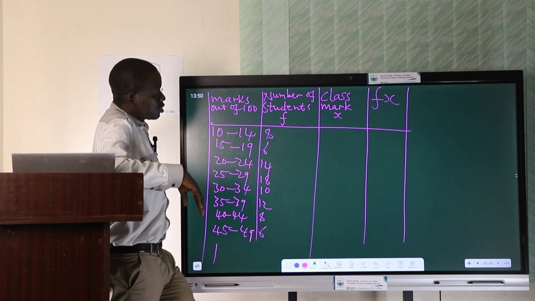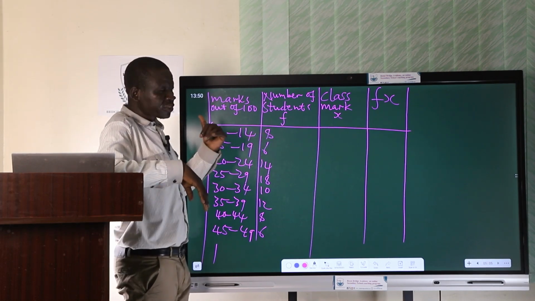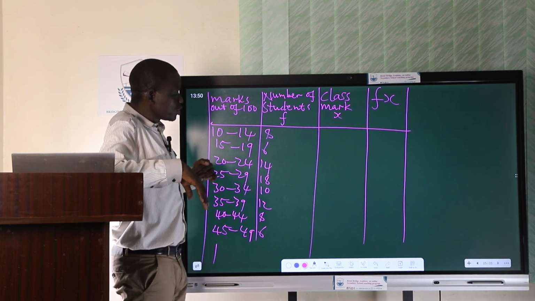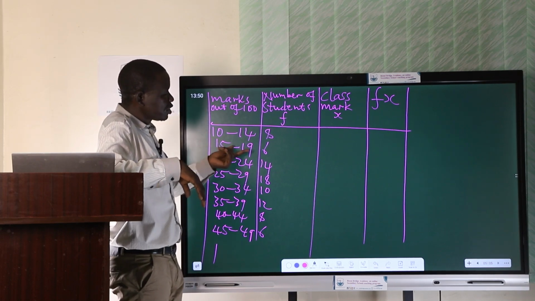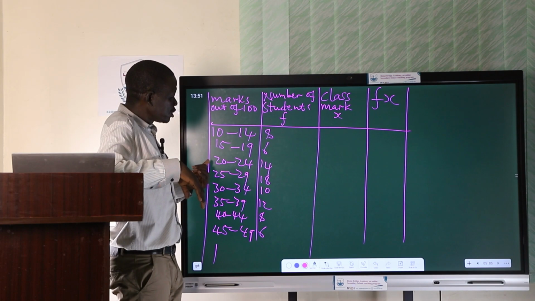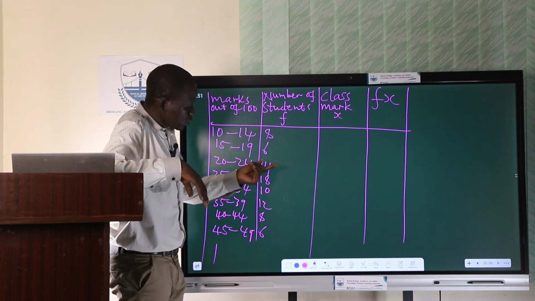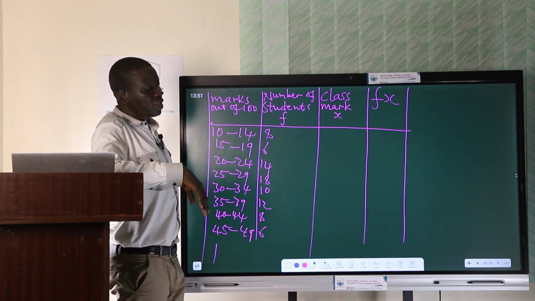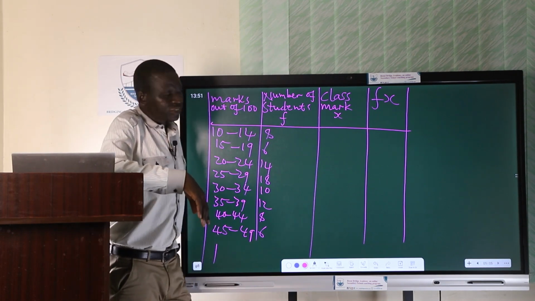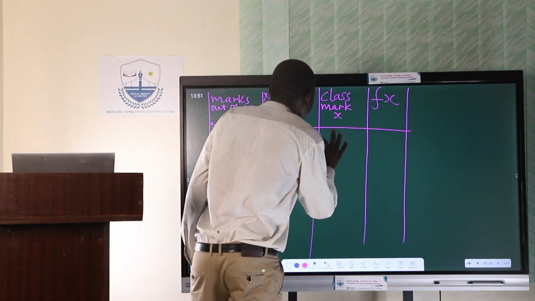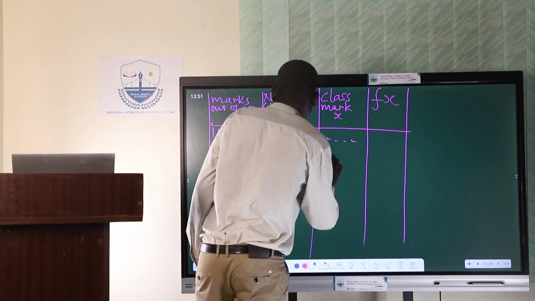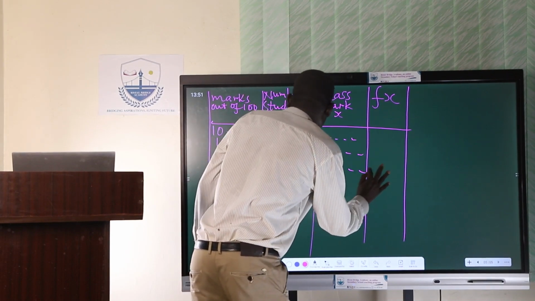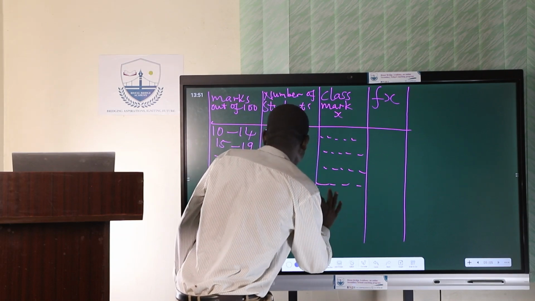This means that 8 students got marks ranging from 10 to 14. Those students who got marks ranging from 15 to 19 are 6. Those who got marks ranging from 20 to 24 are 14, and so on and so forth. That is how that column works. Then we have class marks. We don't know the values of the class marks, and we are to fill these gaps.